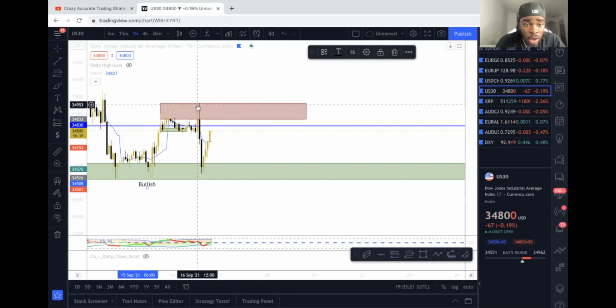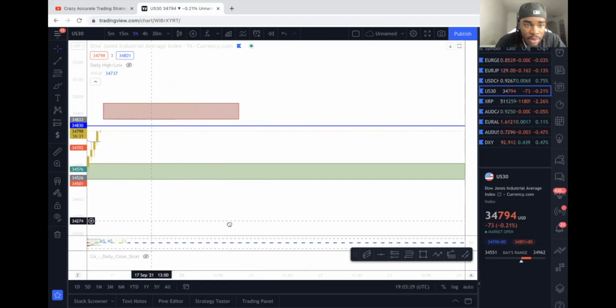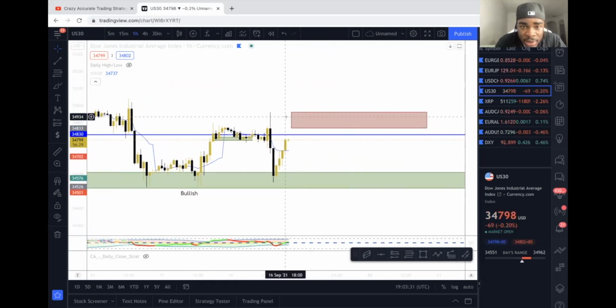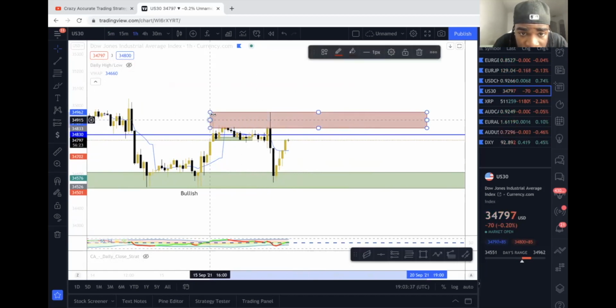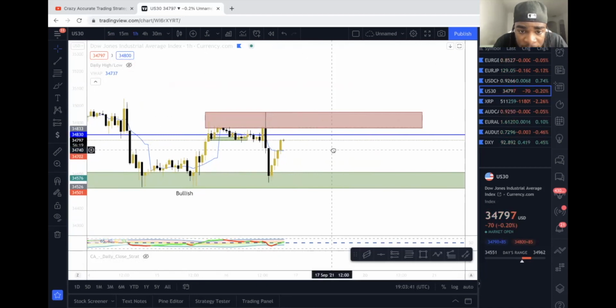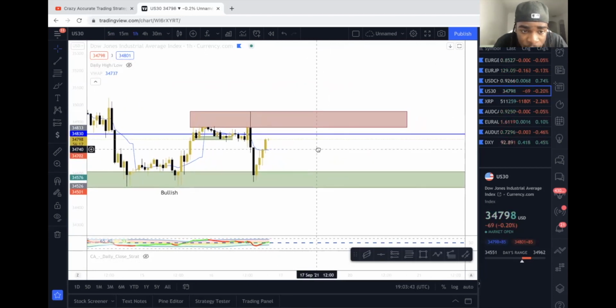And I seen this long wick right here. So I marked it up. And this is how I mark it up. It has to be exactly the whole wick. Right. So I put the box right over the whole wick. And this is my sell area within this wick. OK, so that's how that works.